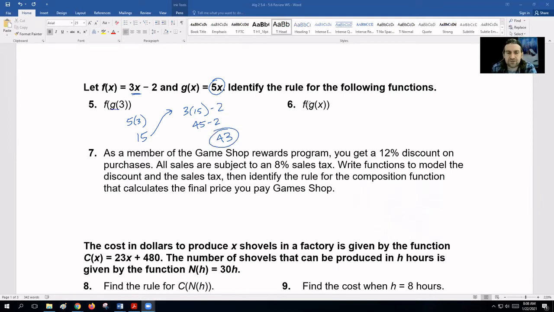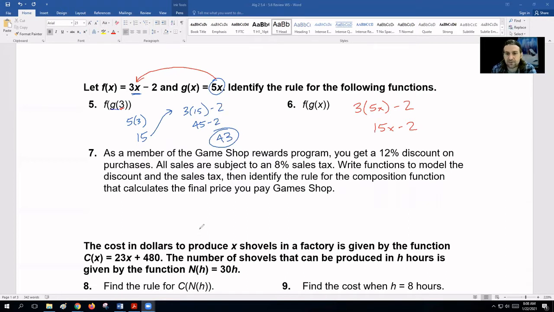Now, when we're figuring out f of g of x, we just take the equation and plug it in. Instead of writing x, we're going to write 3 times 5x, whatever our g of x is, minus 2. So that becomes 15x minus 2. That's all we got. And we can actually double check that this is correct. If we take our 3 from our previous problem and plug it in here, 3 times 15 is 45.